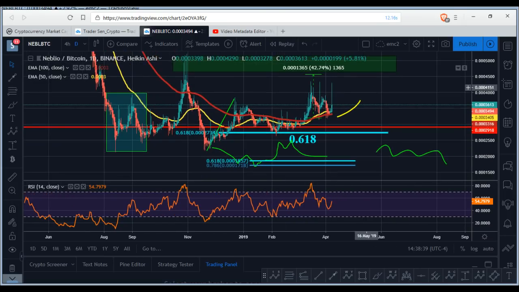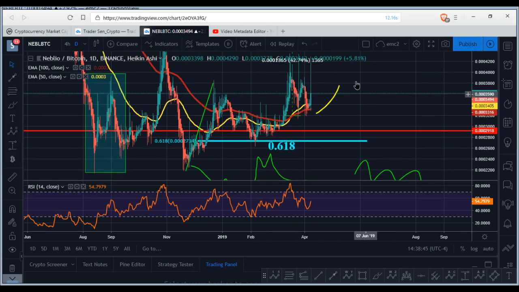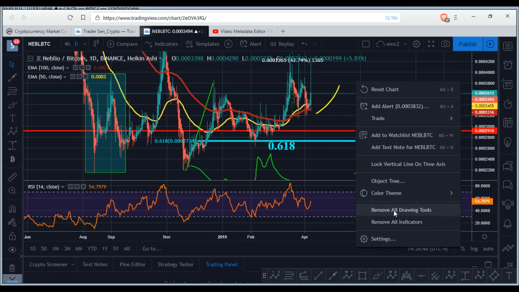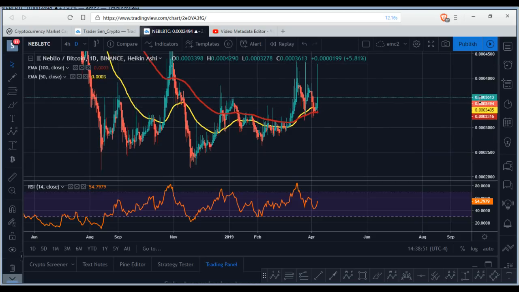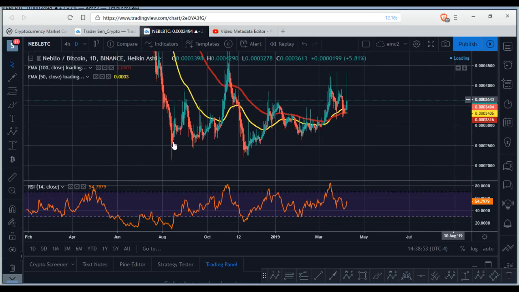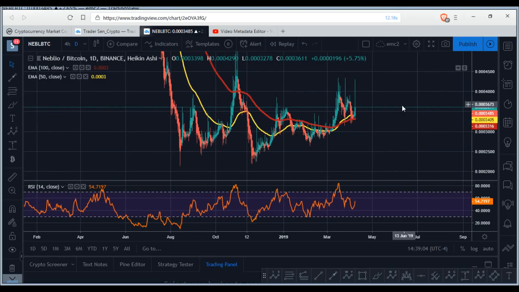So let me just get a clean chart. No, I don't want to lose all this. Let's just get a clean chart. Right. So take a look at NEBLIO, right? A double tap just about August. I think Siacoin also got this double tap just about August. A push to the upside, came back down, a big move to the upside, right?